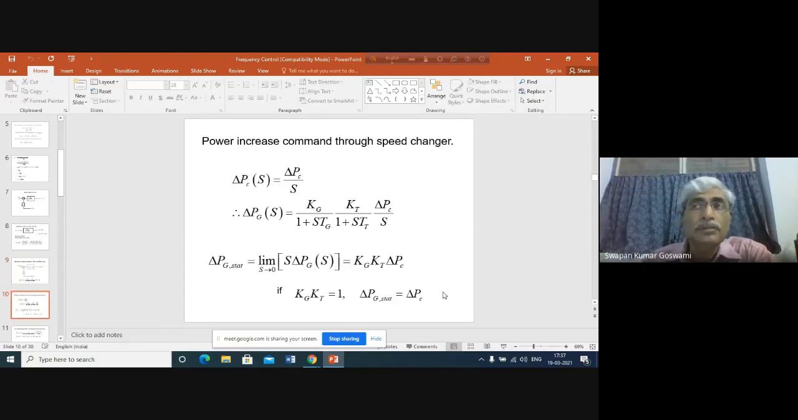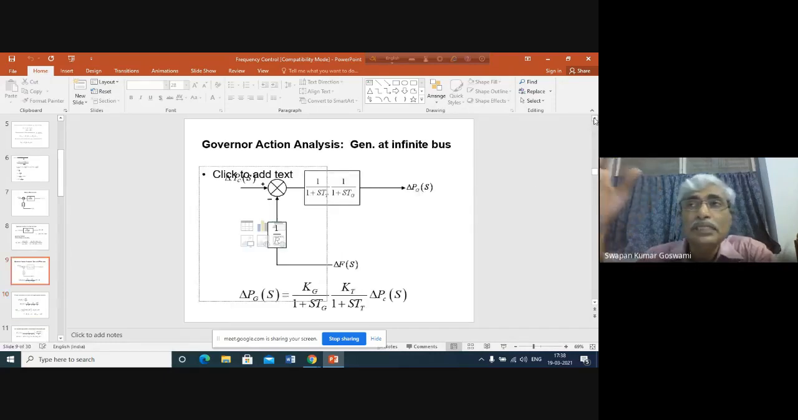Now, for understanding the behavior of the governor, what the governor is doing here is, you have changed the speed changer position of the governor. As a result, the governor has changed the output of the generator. This is how the governor is operating. Now, consider the other extreme operation.